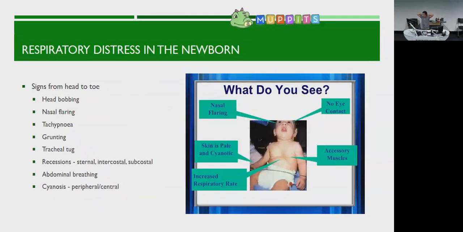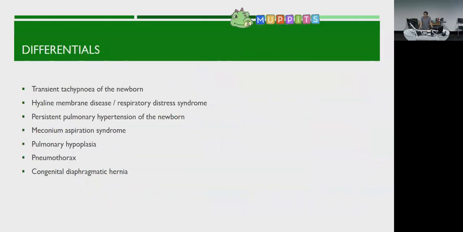Now, when you see this, I like to be systematic and start head to toe. You can look for features such as head bobbing, nasal flaring, grunting, recessions. The general trend is the more features that you see, the more sick this kid is. The idea is that we want to diagnose them quicker and get management on board as soon as possible. The only problem is that these signs are fairly nonspecific, and there's quite a few differentials that you can consider that could be causing this picture of a little baby having difficulty breathing.